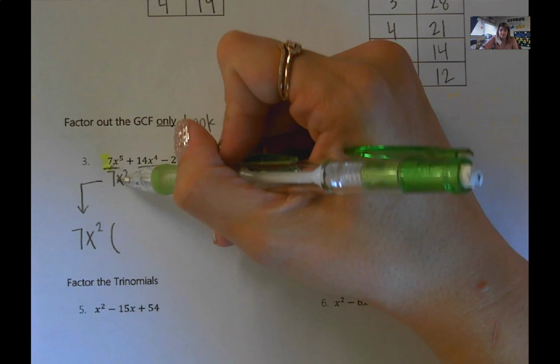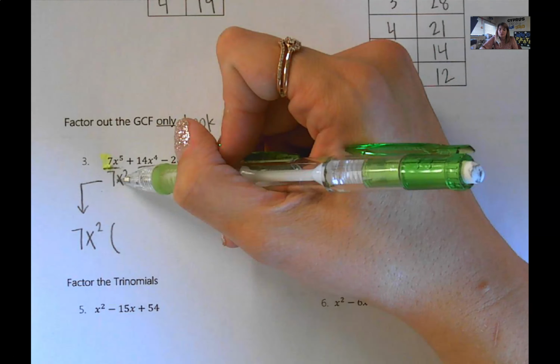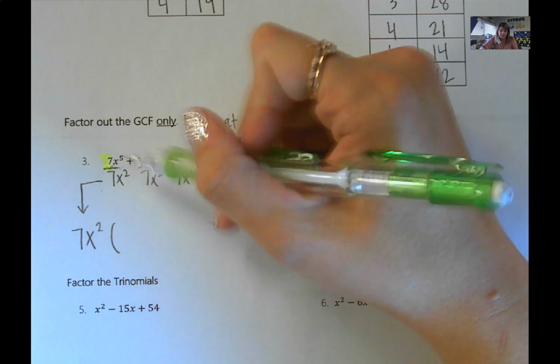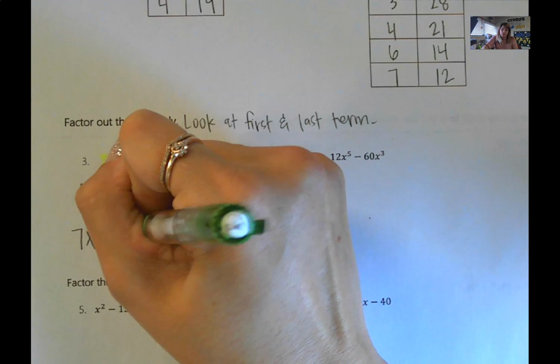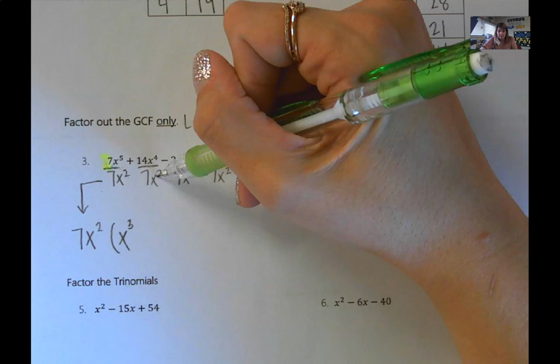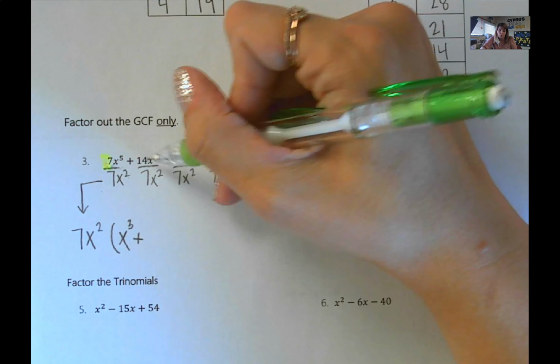7 divided by 7 goes to 1, and that's what we wanted. We don't want a number on the front anymore. If you have 5 x's and you take away 2, you're left with 3, so x to the third. Notice we're taking the same exact thing out of the next term, so we keep the plus. 14 divided by 7 is 2.